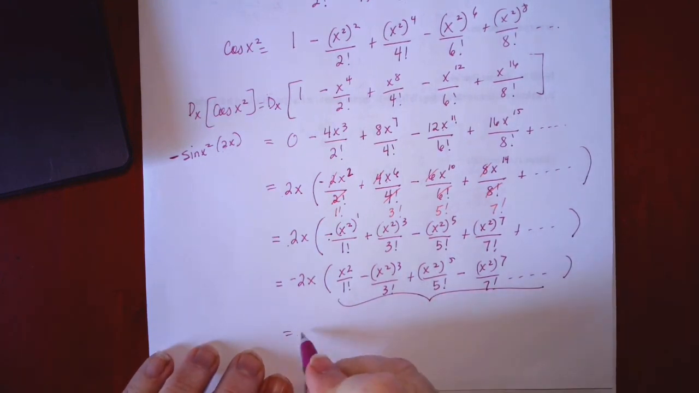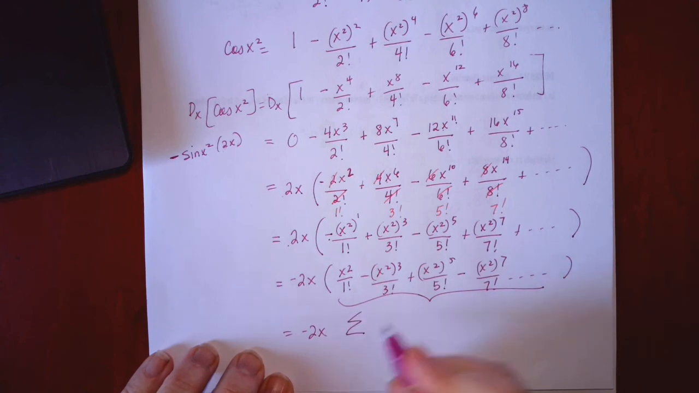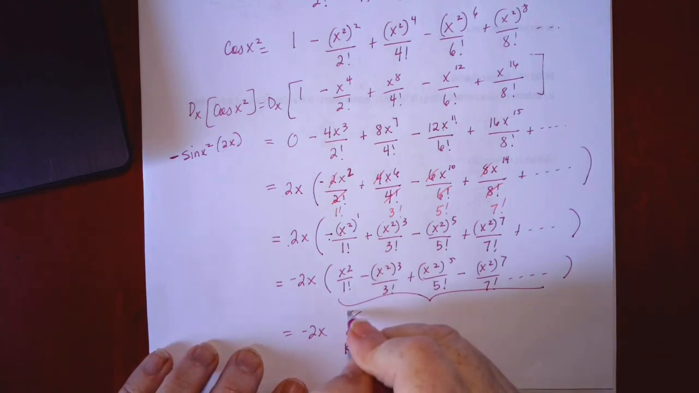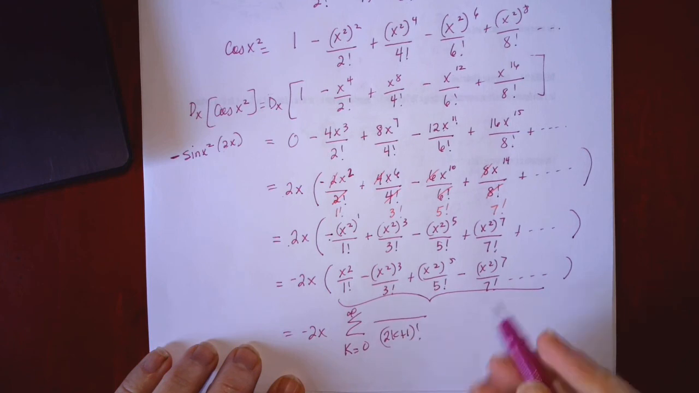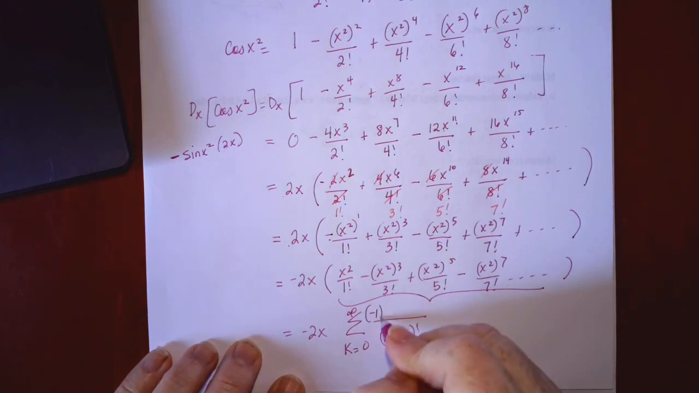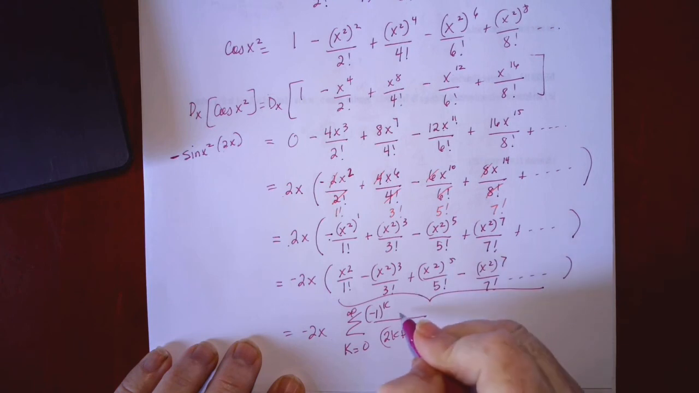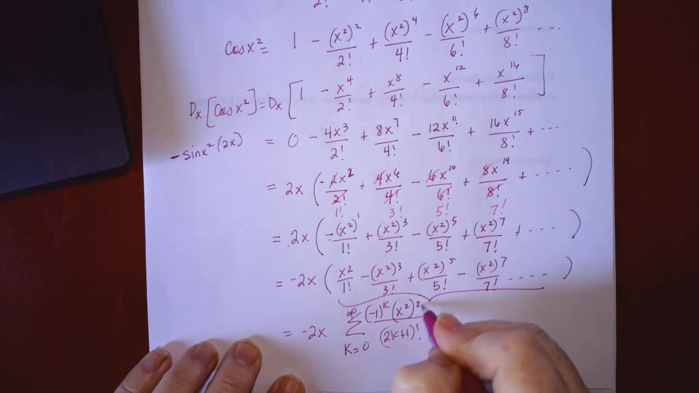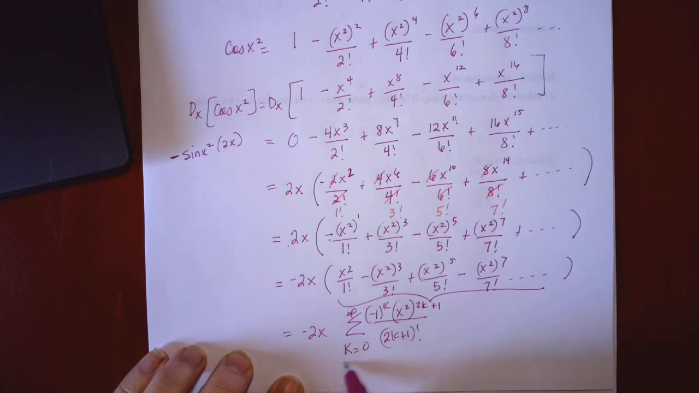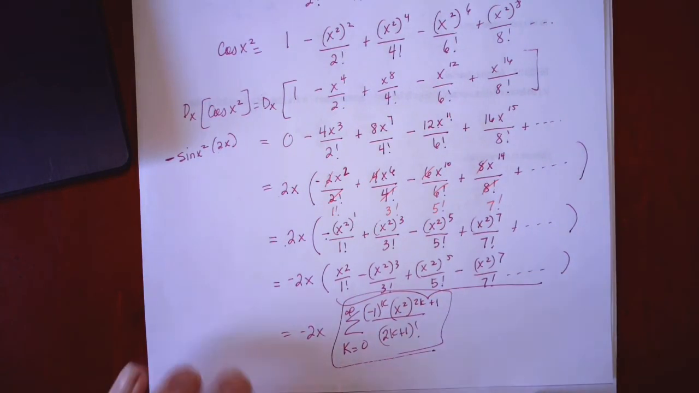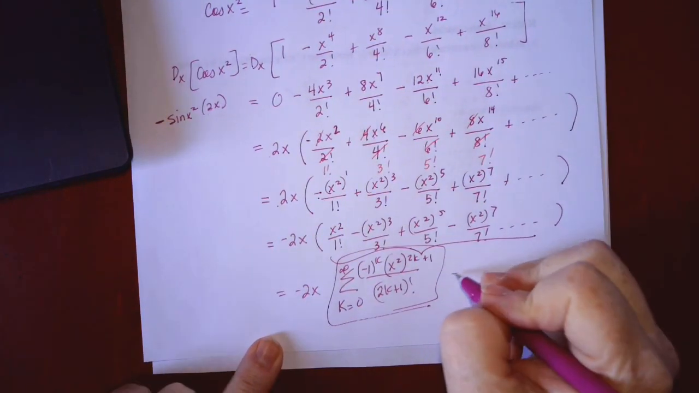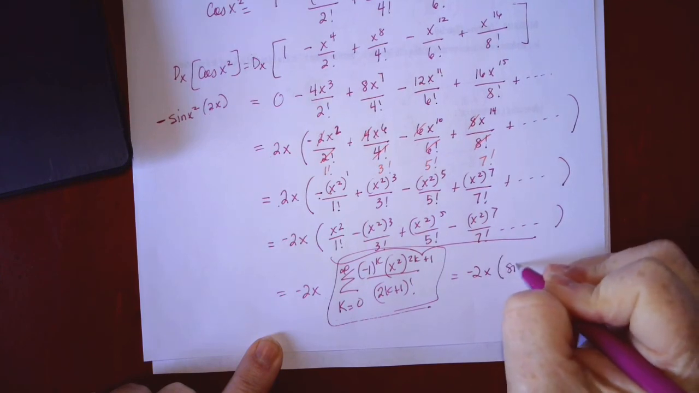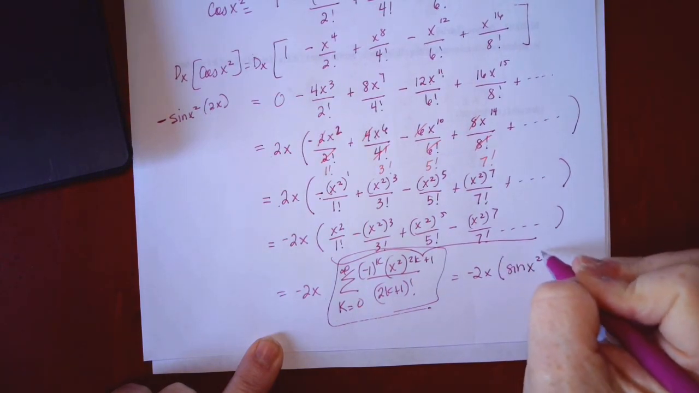This is just a power series representation. Let's see. We would have 2k plus 1 factorial, negative 1 to the k, times x squared to the 2k plus 1. That, using the known power series from that table that I just showed you, is a power series representation for the sine of x squared.